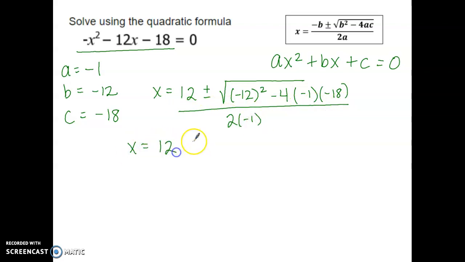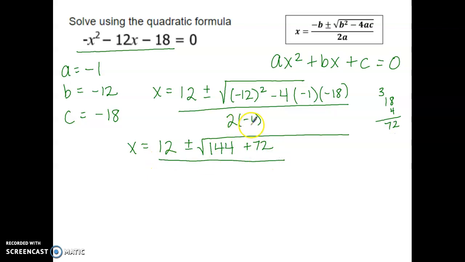All right, again, we're going to simplify everything under the square root first. So negative 12 squared, well, negative 12 times negative 12 is 144. Negative 4 times negative 1 is positive 4. And positive 4 times 18, let me come over here and multiply that out. So we have 4 times 8 is 32. So it's going to be 72. All over 2 times negative 1 is negative 2.